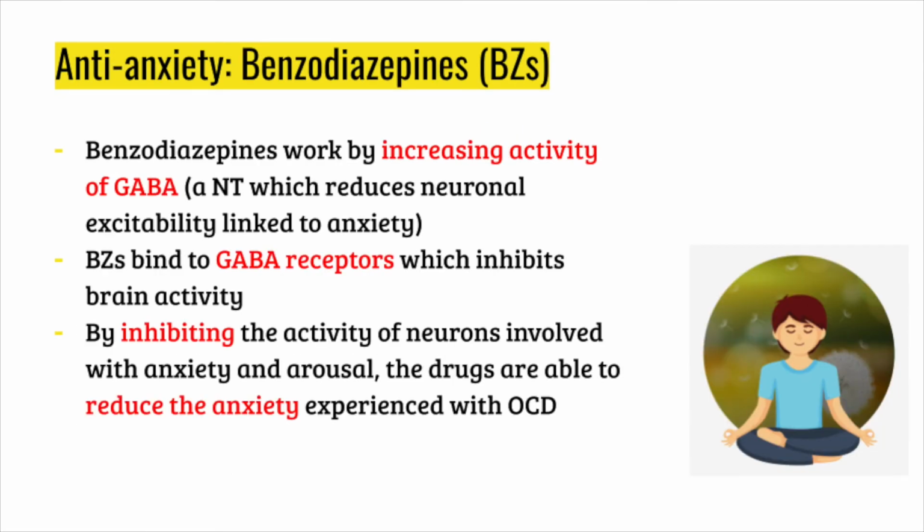Benzodiazepines are anti-anxiety drugs. These work by increasing the activity of GABA, which is a neurotransmitter reducing neural excitability linked to anxiety. Benzodiazepines bind to GABA receptors, which inhibits brain activity. By inhibiting the activity of neurons involved with anxiety and arousal, the drugs are able to reduce the anxiety experienced with OCD. Because remember, OCD is an anxiety disorder.